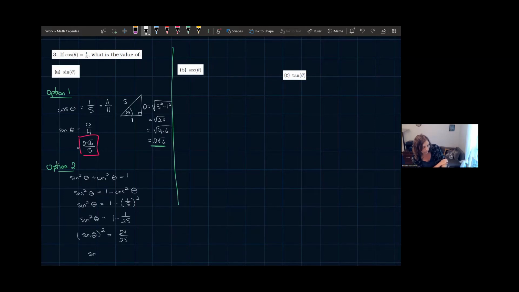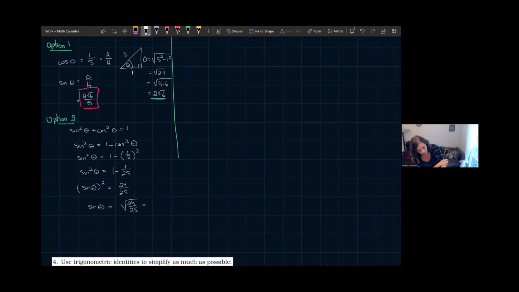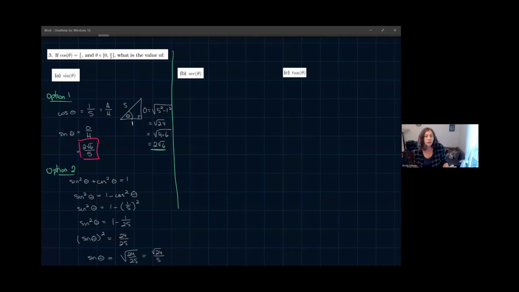Now I can take a square root. And I get my answer, which again, I could clean up. I'm taking the square root of the top and bottom individually. And if I tidy up the numerator, I get the same answer as before. For the other two problems, I can, again, choose one of these two options. The first option is to work off of a triangle, and the second option is to use my trig identities.